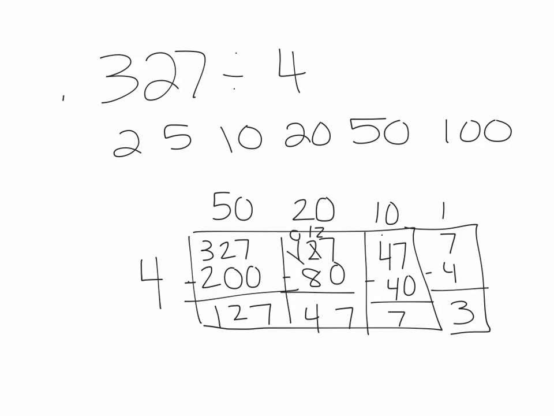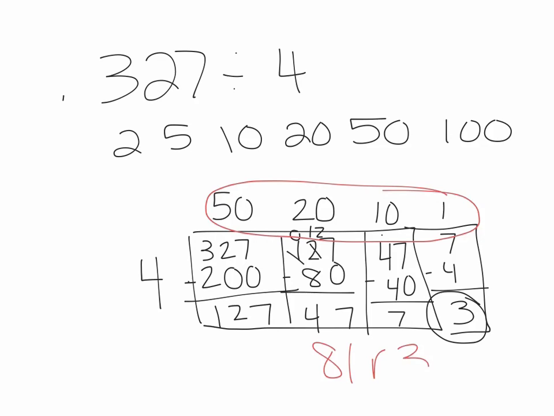3. And I always tell the kids, when we get to where our answer is less than our divisor, that's when we stop. So 3 is less than 4, so then we need to add these numbers up here. So 20 is 70, plus 10 is 80, so we have 81 with a remainder of 3.